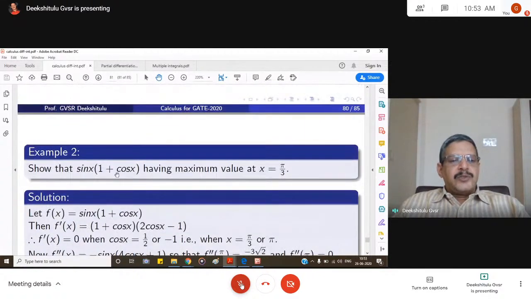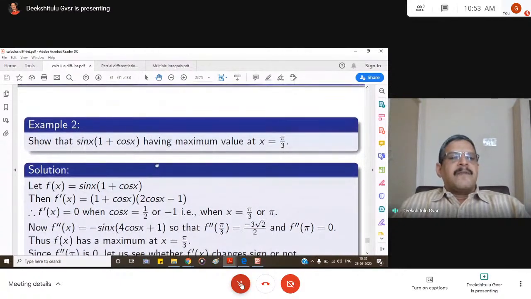Maybe in the examination, the problem may not be like this. Where does the function sin x into (1 plus cos x) have a maximum value? A: x is equal to pi by 3, B: x is equal to minus pi by 3, C: x is equal to 0, D: x is equal to pi by 2, maybe E: none of the above.